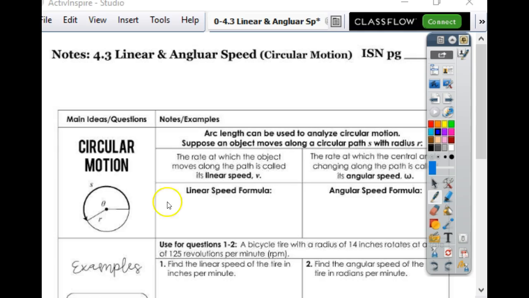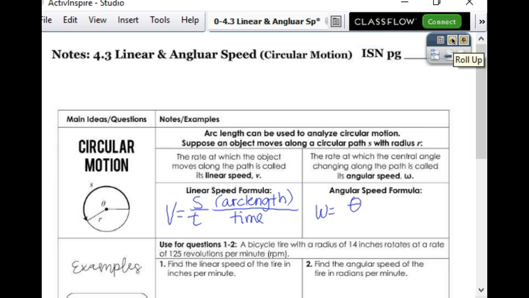So for linear speed, we're going to use S over T, which is the arc length from yesterday, over time. And the angular speed is going to be theta over time. And the theta is our central angle.